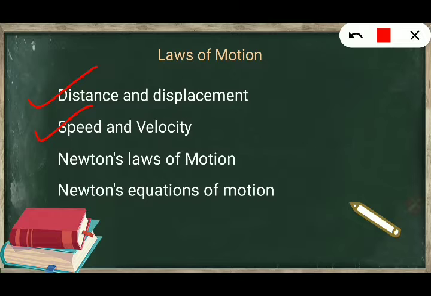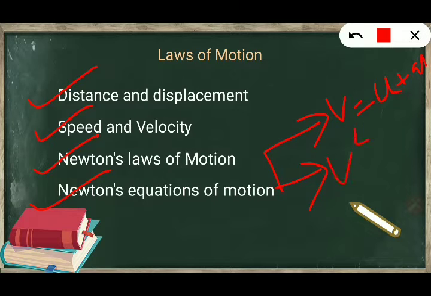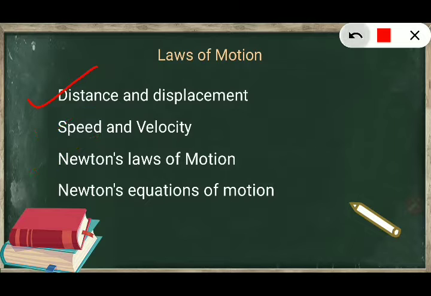Next one is Newton's equations of motion. You know about the three equations. First is V is equal to U plus AT. Another is V square is equal to U square plus twice AS. And third is S is equal to UT plus half AT square. These are the three equations. I have only touched on them briefly because you have already learned this in the 9th standard. Let's begin the next one.